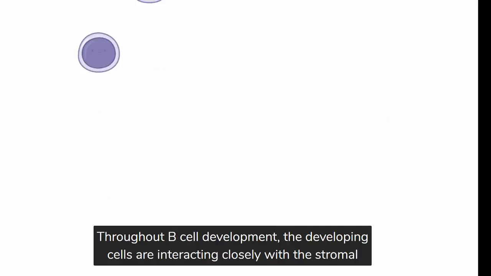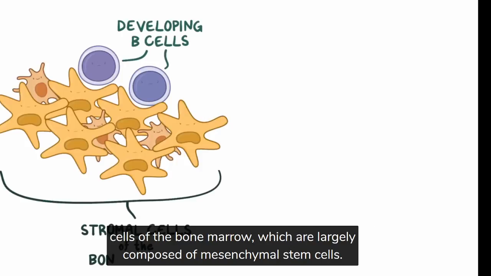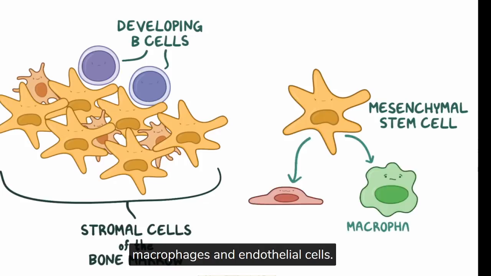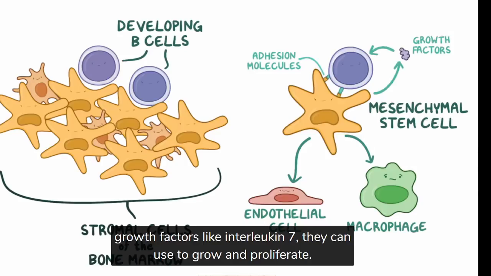Throughout B cell development, the developing cells are interacting closely with the stromal cells of the bone marrow, which are largely composed of mesenchymal stem cells. Mesenchymal stem cells are multipotent and can differentiate into various cells including macrophages and endothelial cells. Mesenchymal cells provide B cells with adhesion molecules they can use to attach, as well as important growth factors like interleukin-7, which they can use to grow and proliferate.